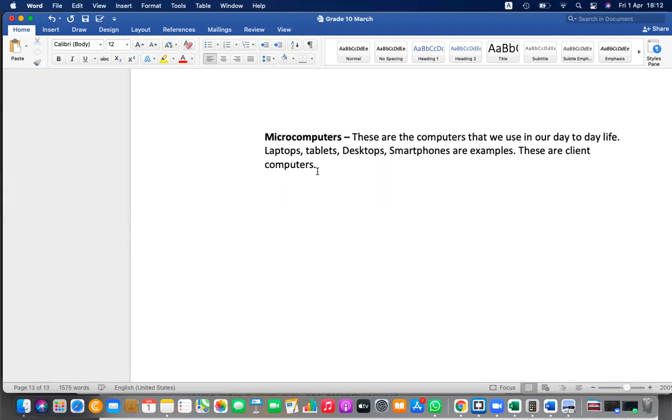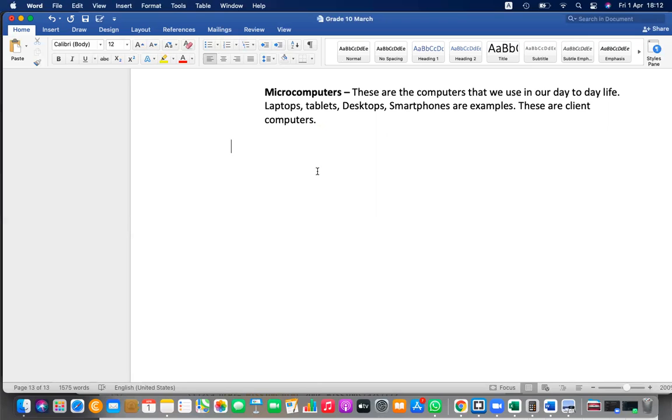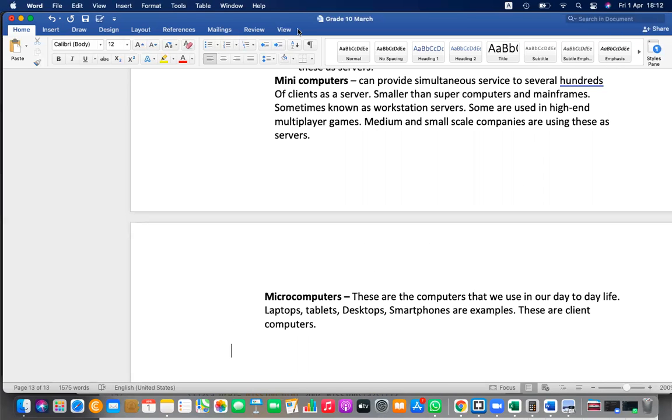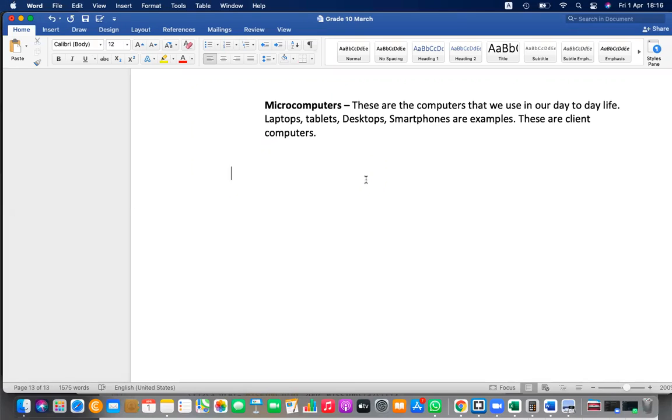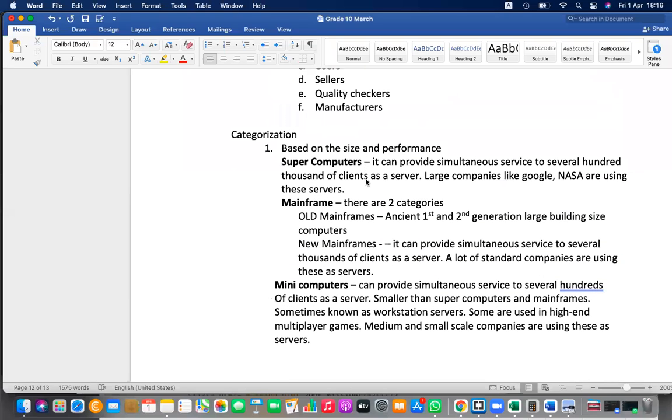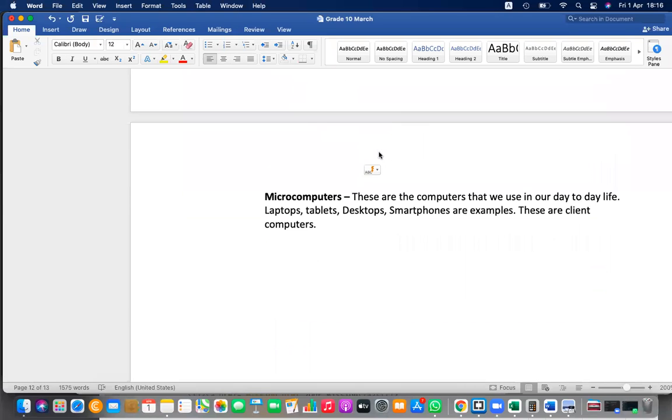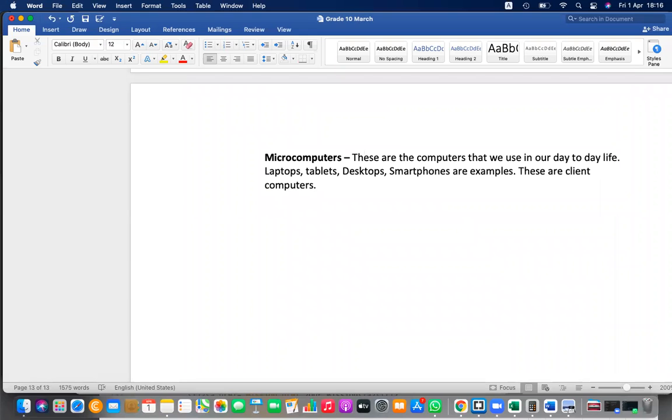Okay. So next we have to discuss the technology. Before that, please write this down. Now that we have discussed the categorization based on size and performance, the second categorization is based on the technology used.